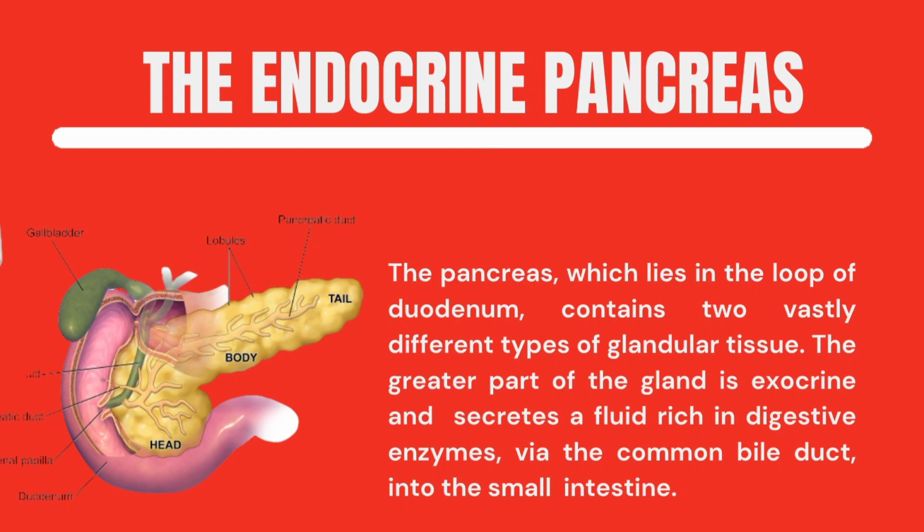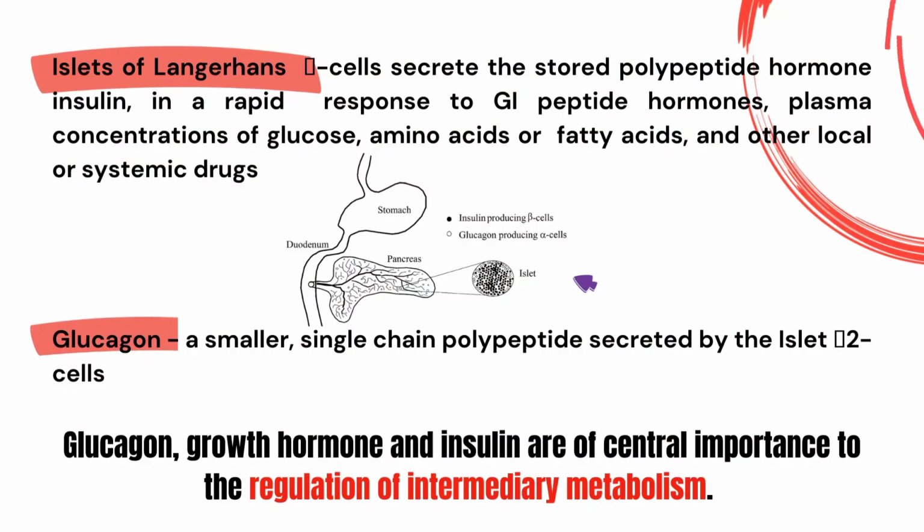The pancreas, which lies in the loop of the duodenum, contains two vastly different types of glandular tissue. The first one, the greater part of the gland, is the exocrine gland and secretes a fluid rich in digestive enzymes via the common bile duct into the small intestine. The second one is an endocrine gland, which is the islets of Langerhans.